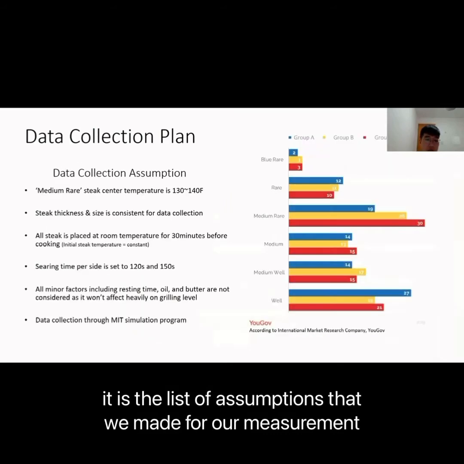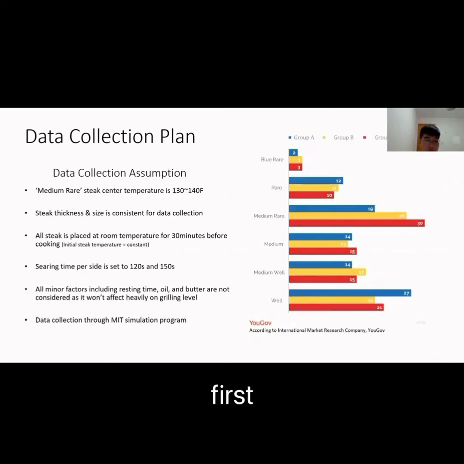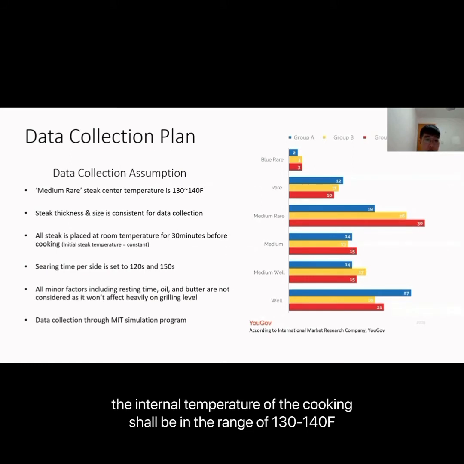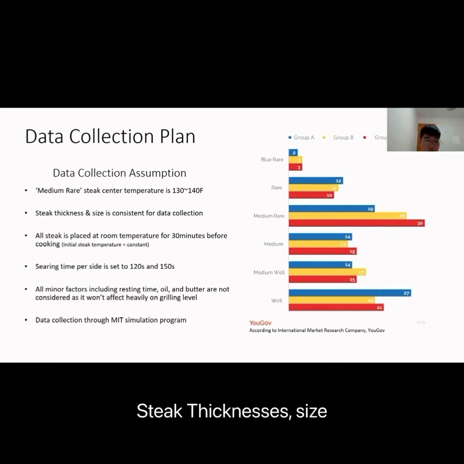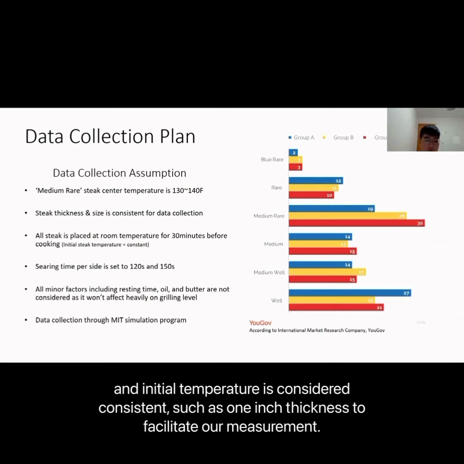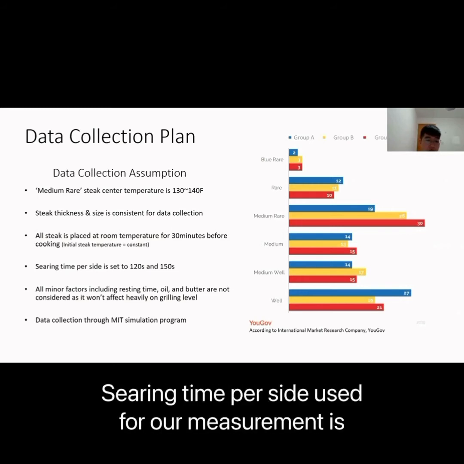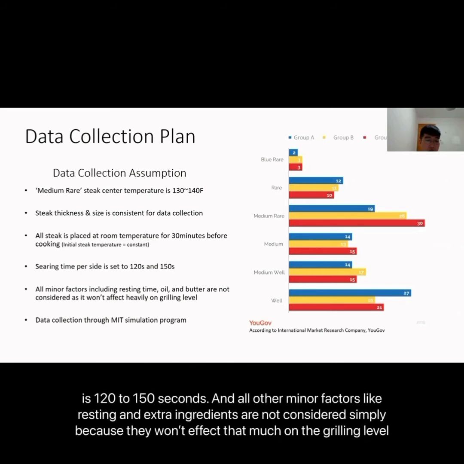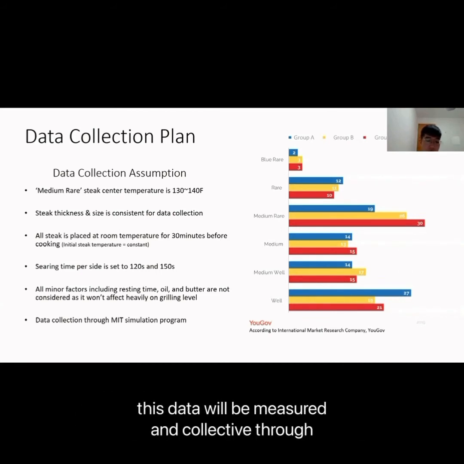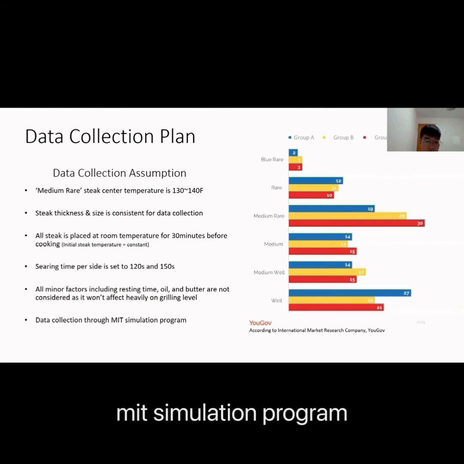Here is the list of assumptions that we made for our measurement. First, the internal temperature after cooking shall be in the range of 130 to 140 Fahrenheit. Steak thickness, size, and initial temperature are considered consistent, such as 1-inch thickness, to facilitate our measurement. Searing time per side used for our measurement is 120 to 150 seconds, and all other minor factors like resting and extra ingredients are not considered simply because they won't affect the grilling level that much. Lastly, this data will be measured and collected through the MIT simulation program.